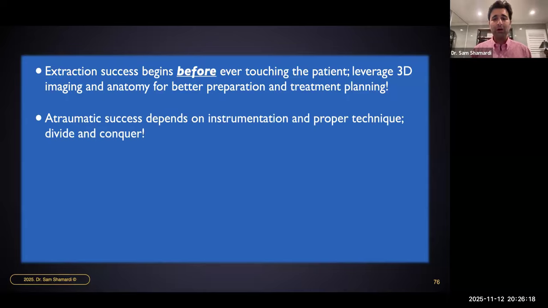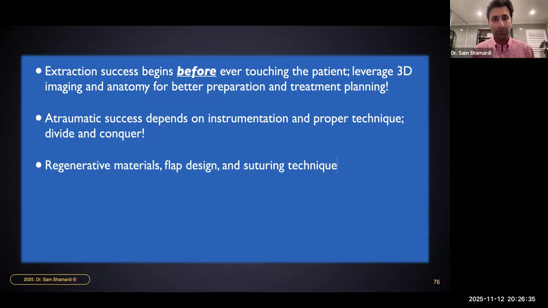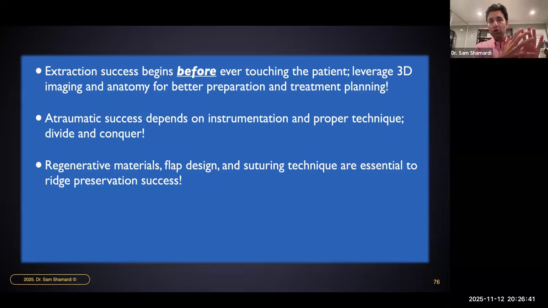Again, everything for your atraumatic success is going to be dependent on your instrumentation and your technique. You now have a step-by-step process that you can rinse and repeat for all of your cases, no matter what tooth and where in the mouth and what that situation is. It's all about divide and conquer. Again, things like regenerative materials, flap design, suture technique, understand that all of these steps, each and every one of them, plays a significant role and has an impact on your overall outcome.